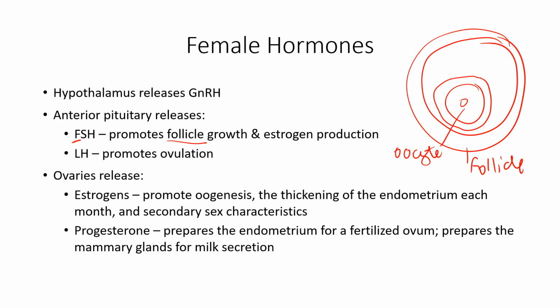Progesterone is an important hormone, especially for pregnancy to be maintained. You'll notice it prepares the endometrium for the reception of a fertilized ovum, and it prepares the mammary glands for milk secretion. In order for pregnancy to take hold and be maintained, our progesterone levels must be high.